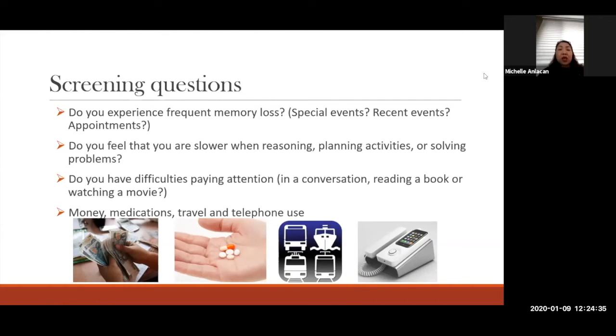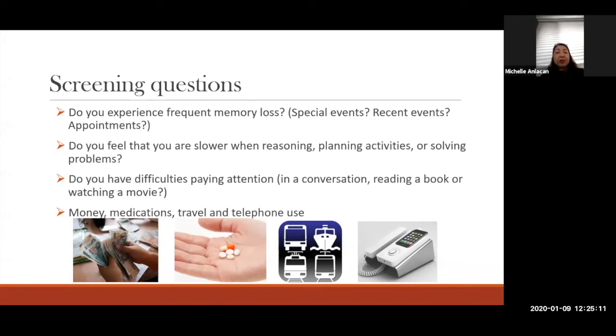So what do you actually ask in your patient encounter? The best things to ask for are, do you experience memory loss? Makakalimutin ba kayo sa mga events, sa mga nangyari recently, sa mga appointment nyo, kung anong date na ngayon? Or do you feel that you are slower when you are reasoning, planning activities, or solving problems? Napakabagal nyo ba mag-isip or nahirapan mag-concentrate? Do you have difficulties paying attention in a conversation? Can you complete a book or can you actually complete watching a movie?